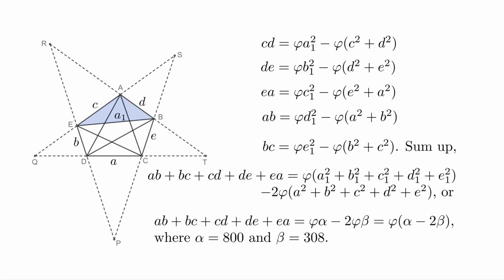We know the sum of the squares of diagonals is 800. I denote it as alpha for simplicity, and the sum of the squares of the sides equals 308, denoted as beta. These are the 5 products of neighboring sides, AB, BC, CD, DE, and EA. There are another 5 terms, AC, BD, CE, DA, and BE. They can be evaluated in a different way.